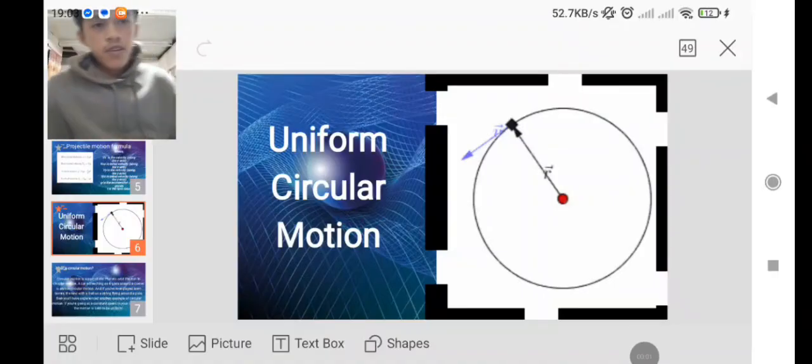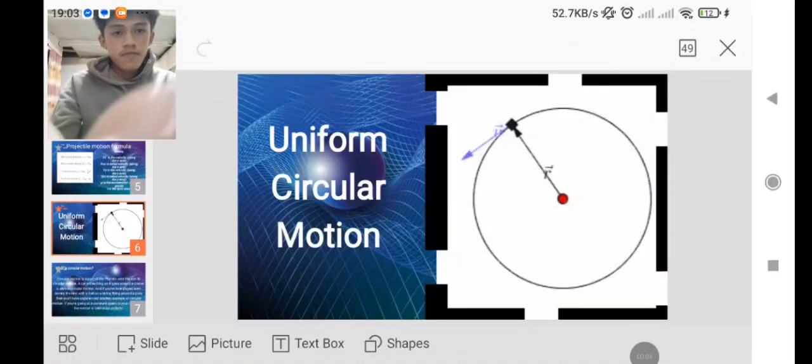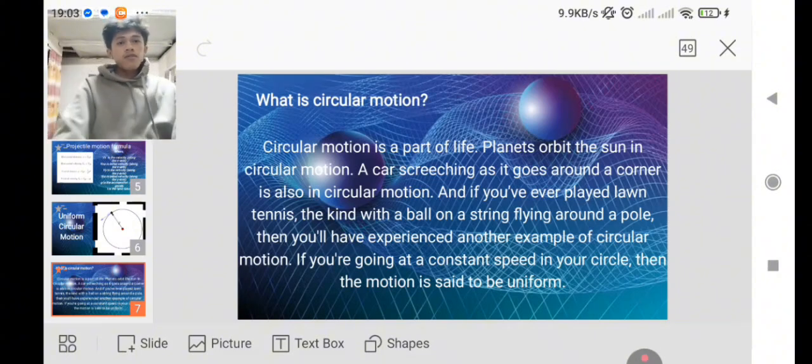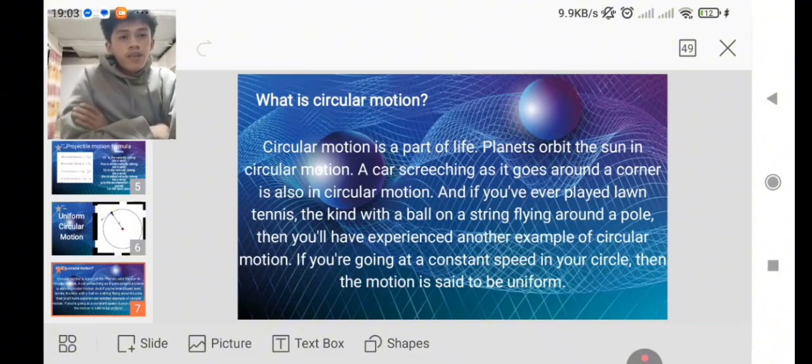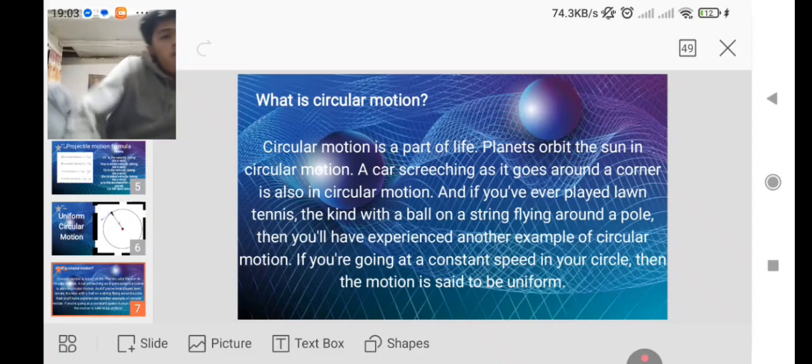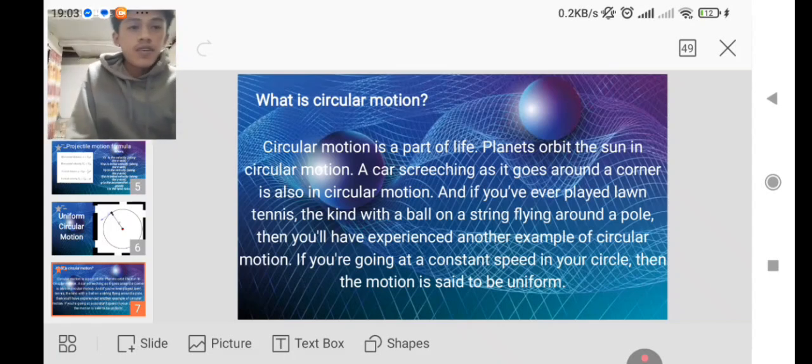So let's talk about uniform circular motion. First, what is circular motion? Circular motion is a part of life. For example, planets orbit the sun in circular motion. A car also experiences circular motion as it goes around a corner.